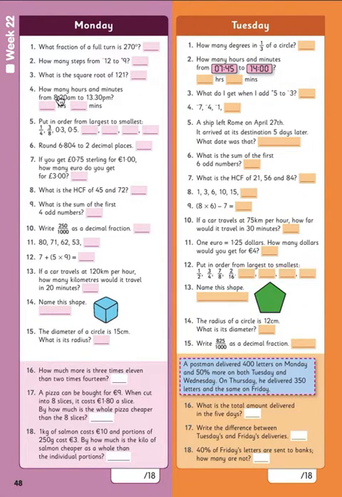How many hours and minutes from this time to this time? Put in order from largest to smallest. Change them all to the one thing first of all, to fractions or all to decimal fractions, and then you'll be able to see which is the largest and down to the smallest.